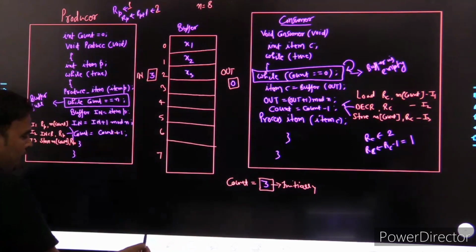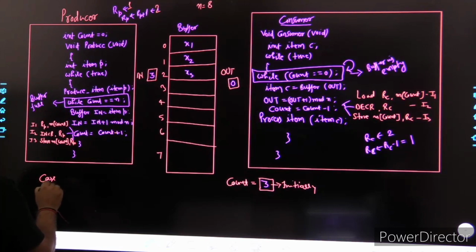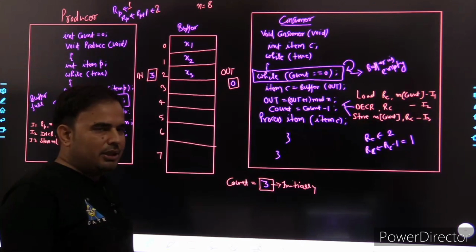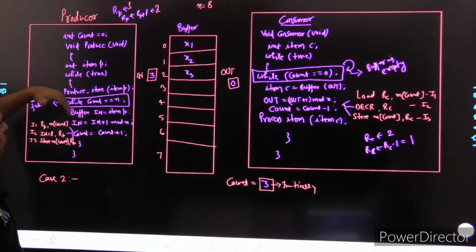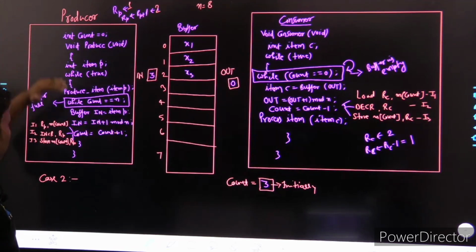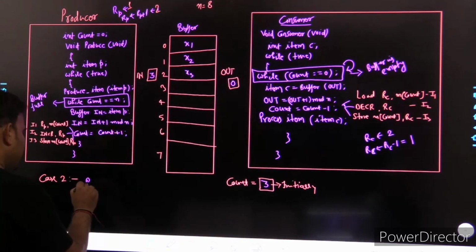Just listen to me carefully. Case second. Suppose the producer comes here and tries to produce the items in the buffer and needs to execute this code. So when it executes this code, listen to me carefully.